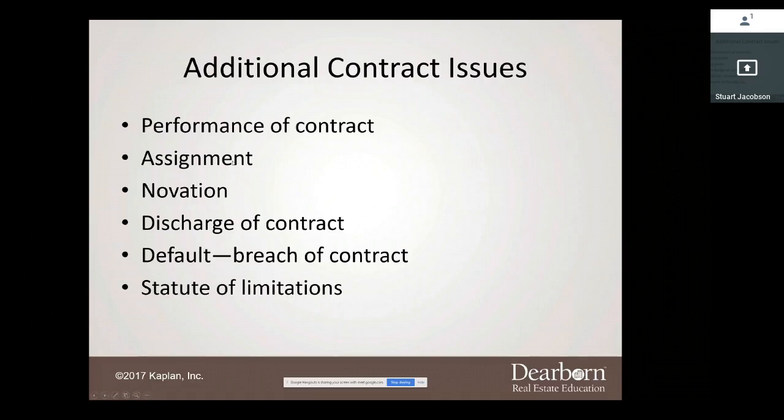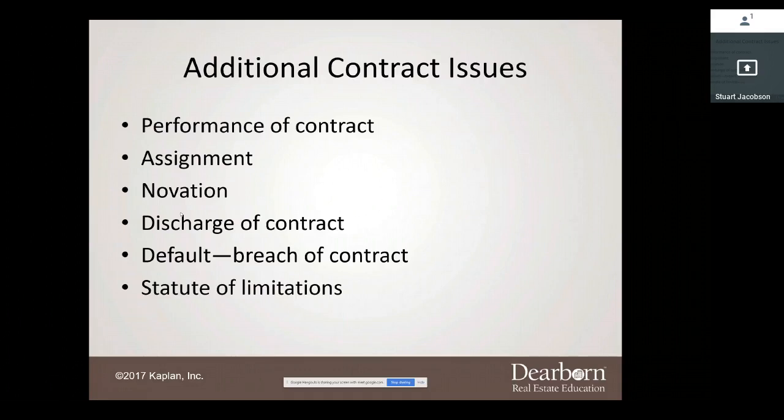If I assign a contract to you, so let's say my name's on the contract, let's say it's a purchase, I can, if the contract is assignable, assign that to someone else, meaning basically substitute my name for someone else. Someone else steps into my place. All the terms of the contract stay the same.